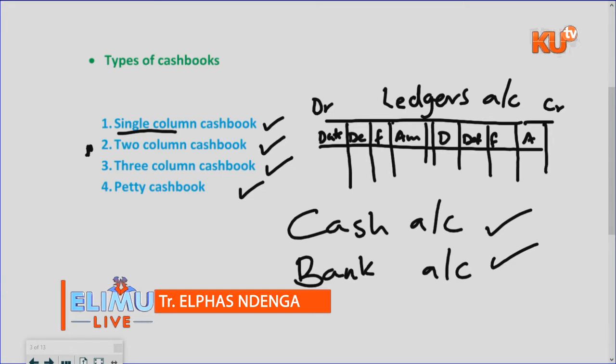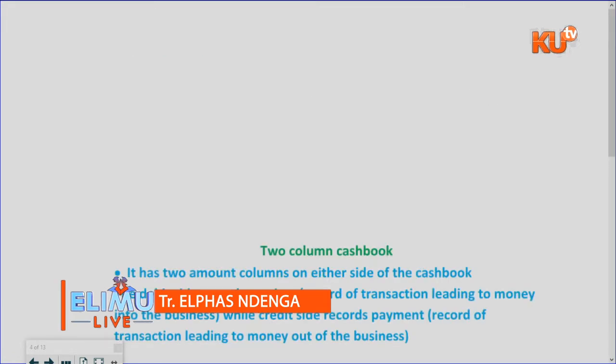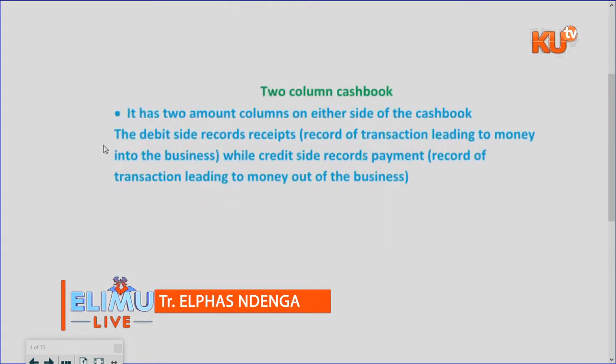So let's move further and see what is in the two-column cash book. We are saying that the two-column cash book has two amount columns on either side of the cash book. And the debit side records receipts, while the credit side records payments.